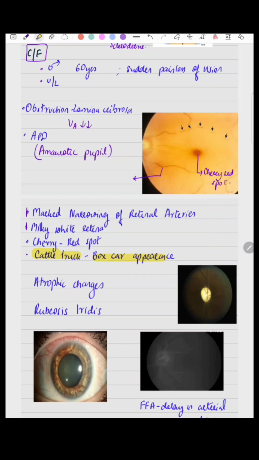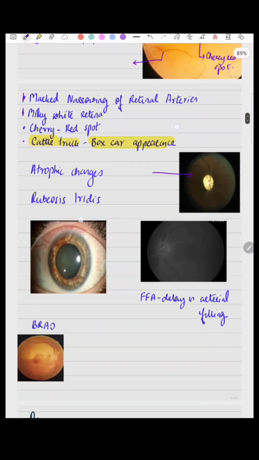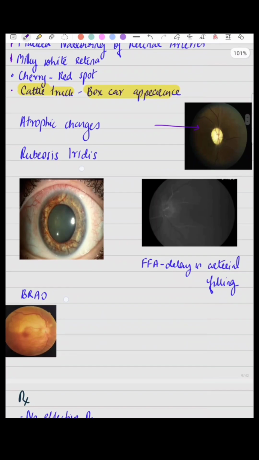See cattle truck or boxcar appearance. Here we can see the cattle truck or boxcar appearance because of the segmentation of the blood column in the retinal vein. Then later on there can be atrophic changes, grossly attenuated thread-like arteries, and consecutively there can be optic atrophy also, later changes. Then rubeosis iridis, that is new vessels in the iris.